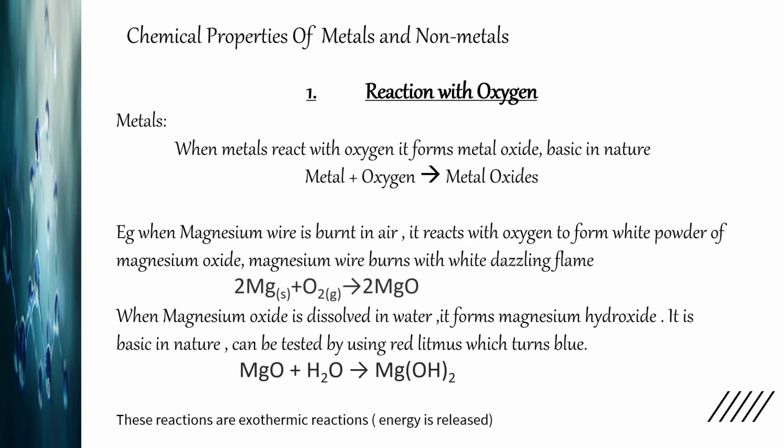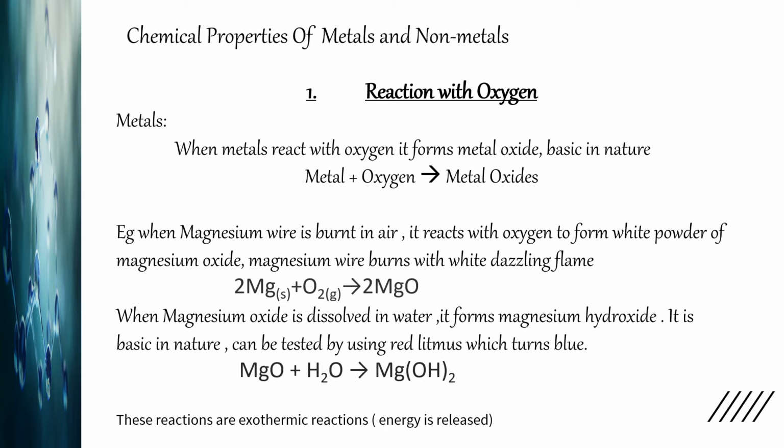The next reaction is when this magnesium oxide is dissolved in water, it forms magnesium hydroxide. It is basic in nature and can be tested by using red litmus, which turns blue. The turning of red litmus into blue indicates that the substance being formed, magnesium hydroxide, is basic in nature. In this case, the magnesium oxide obtained after burning magnesium wire in air, that powdery substance, is dissolved in water and then tested.